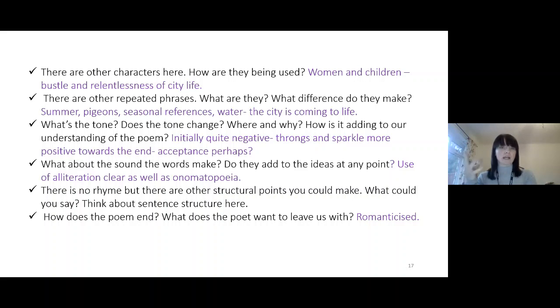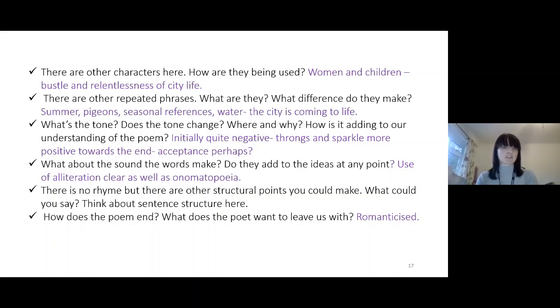The tone, does it remain the same? Does it change? Where does it change? Why does it change? Okay, so very negative initially, the tone of the poem, but then towards the end you've got this comment on the throngs and sparkle, and there is this element of positivity, and I've noted there this element of acceptance perhaps. And then we think about the sounds within the poem, okay, so do they add to the ideas at any point?